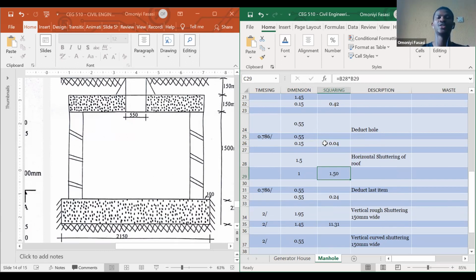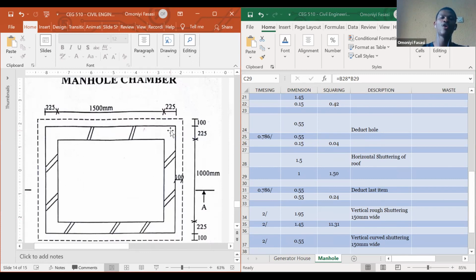Then for the horizontal shortening, that one is when you come to this idea now. For the horizontal shortening, that one is just from end to end. The actual, this one is small, is the internal one we're working with now, not the external one. The internal one, that's the horizontal shortening. This one from end to end, that's 1,500 times 1,000. When you convert it to meter, you have your 1.5 and you have your 1. That's how you get the horizontal shortening. Then you now go to deduct the last item. So I think it was intentional when they said deduct the last item.